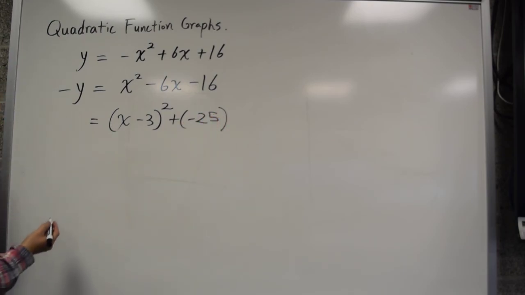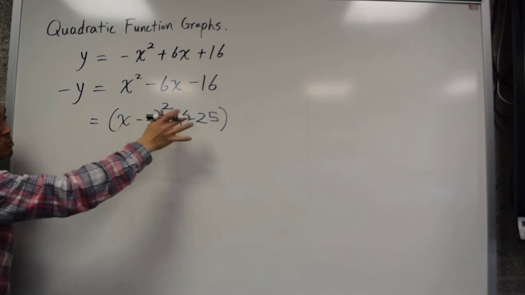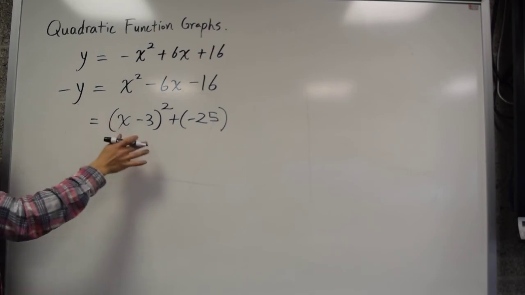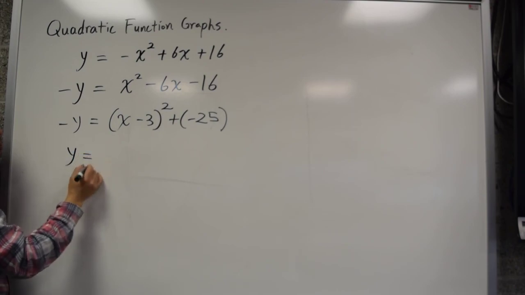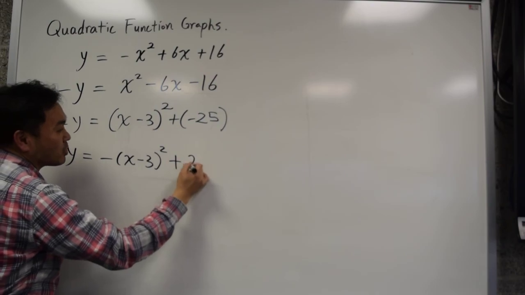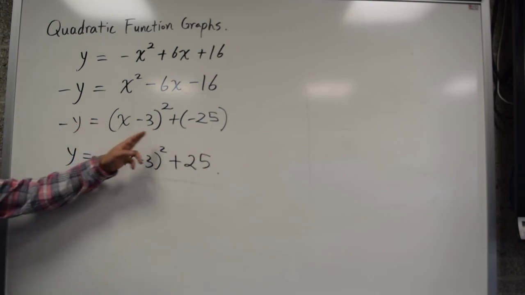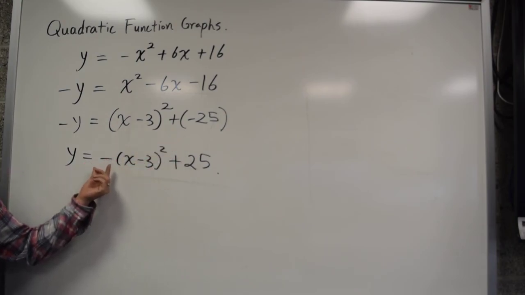And then, well, there's a minus here. So after you do the completing square, the thing is you have to put it back. You have to multiply by negative on both sides so that it becomes y equals negative x minus 3 squared plus 25. You multiply by negative, you multiply by negative. This negative cannot be brought in, it has to stay outside.